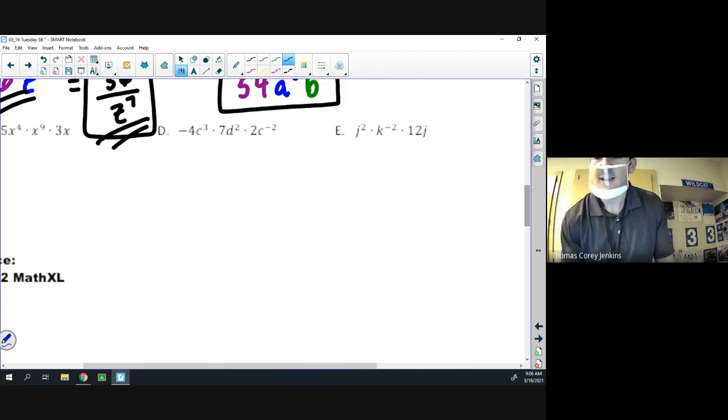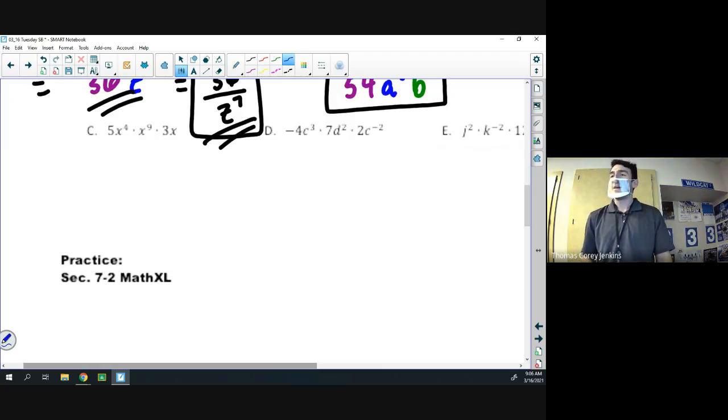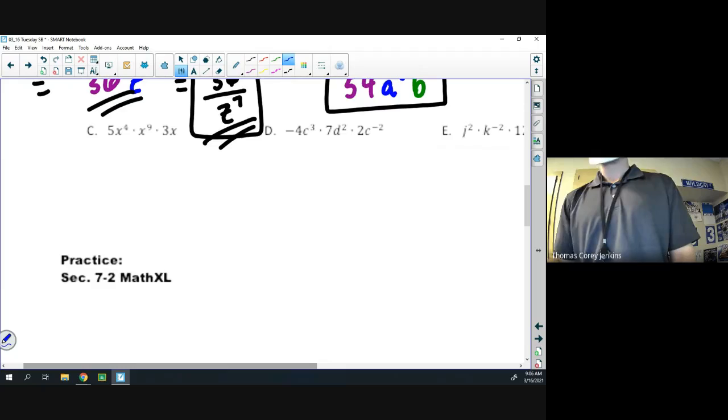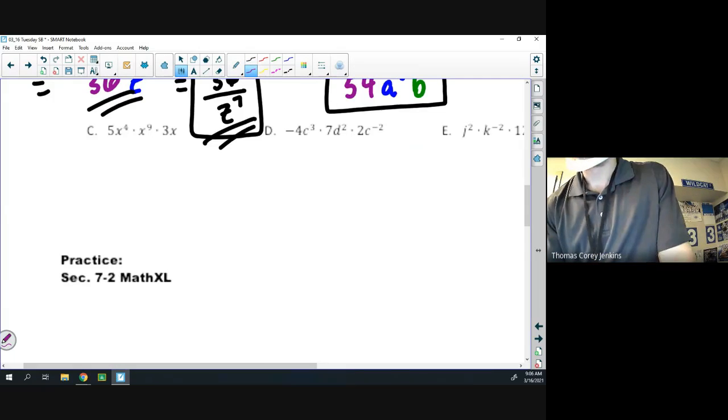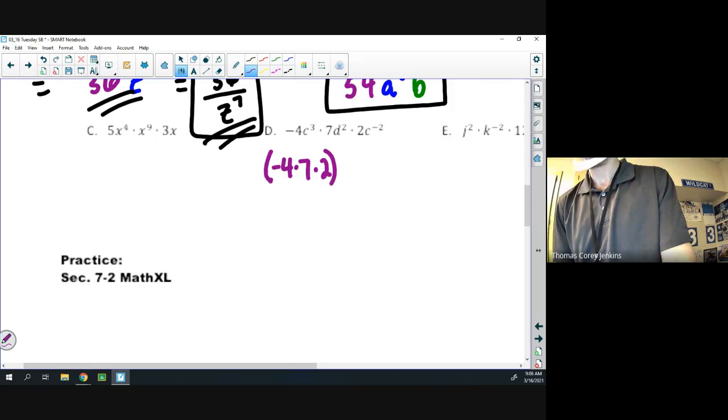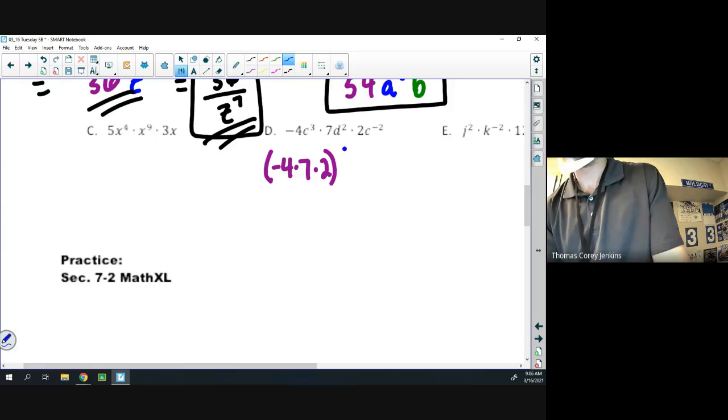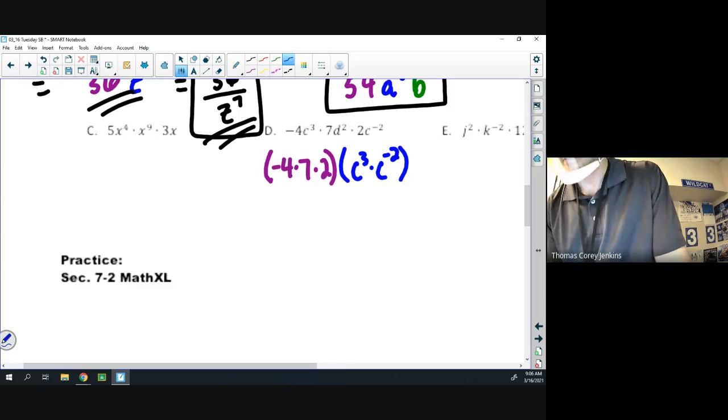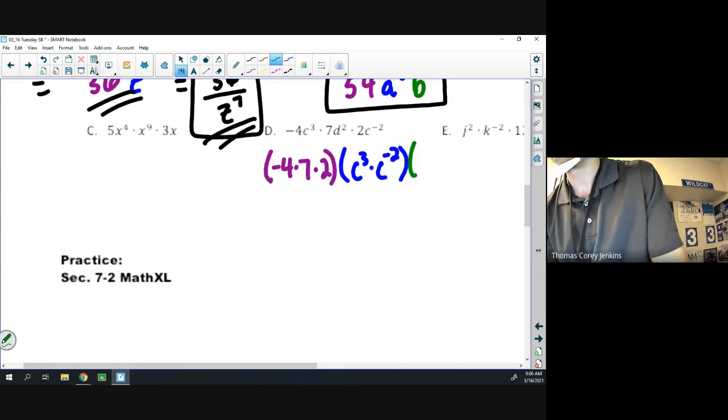I won't do all of these next 3, but we'll do a couple more together. Let's skip C and go to D, right? Because people start to get confused when we bring in those negative coefficients. All right, so my coefficient is going to be, and I'm going to need your help here because I don't have my calculator, negative 4 times 7 times 2. And then I have C's. So my C's are going to be C cubed times C to the negative 2. And then I have that D squared term that's just going to stay D squared.